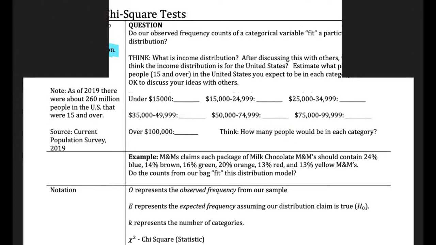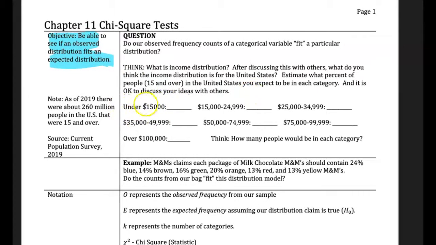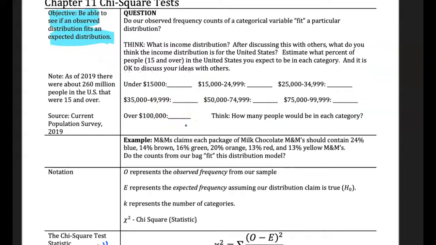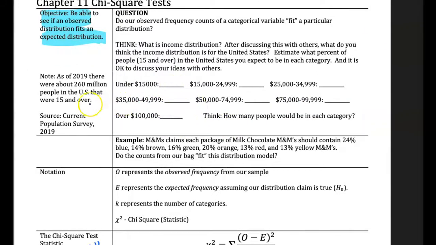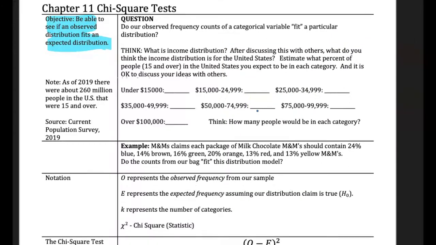Something to think about, and we're not in class to discuss this, is what do you think the distribution of income is in the country? This data is from 2019. What percent of people do you think fit each of these categories, meaning that when they file their tax returns, this is the amount of money they indicated they earned? And if you know there are 260 million people, how many people in this data set would fit that category? So that's the idea.